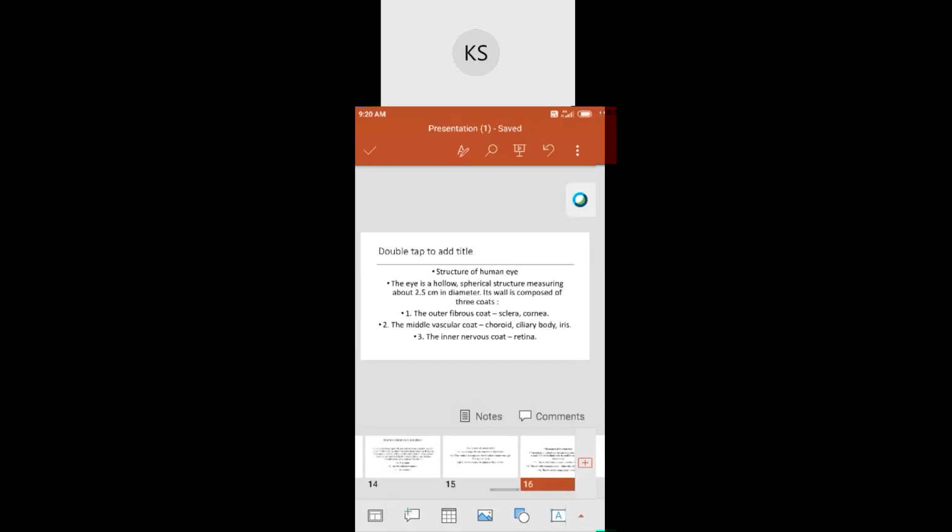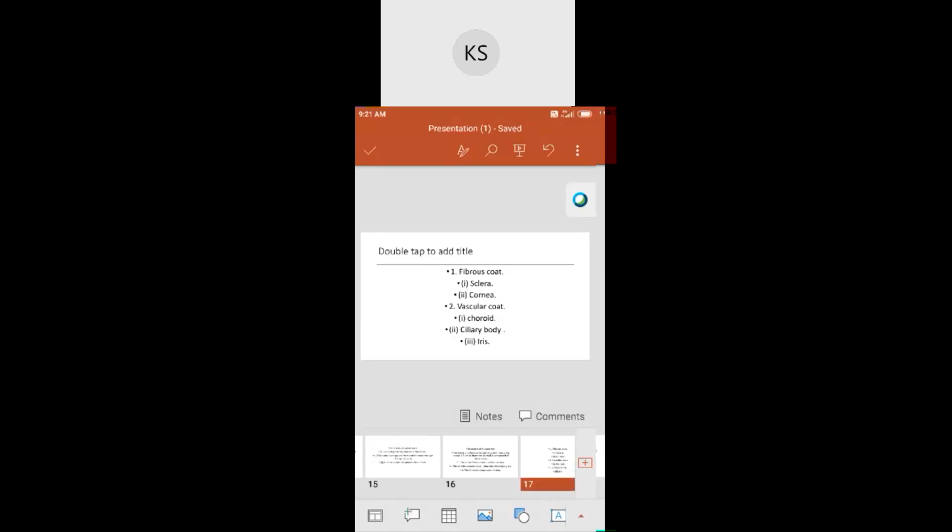Now, structure of the human eye. The human eye is a hollow spherical structure measuring about 2.5 centimeters in diameter. Its wall is composed of 3 coats. The outer fibrous coat is sclera and cornea. The middle vascular coat is choroid, ciliary body, and iris. The inner nervous coat is retina. Next, the fibrous coat has 2 parts: sclera and cornea. The vascular coat has 3 parts: choroid, ciliary body, and iris.